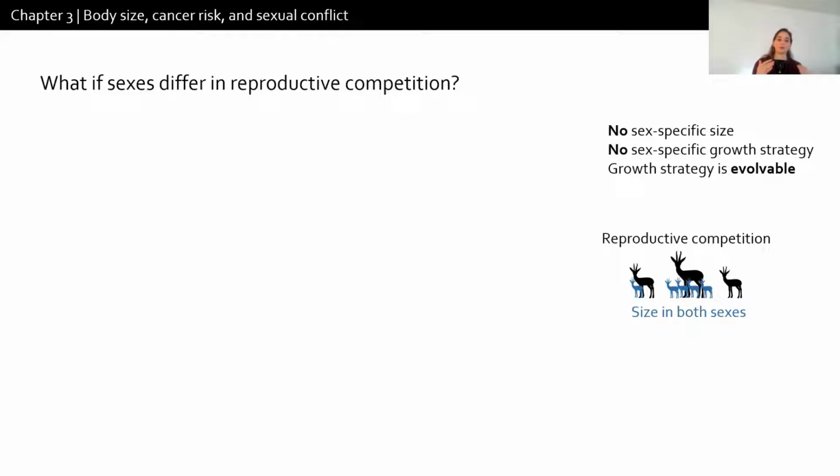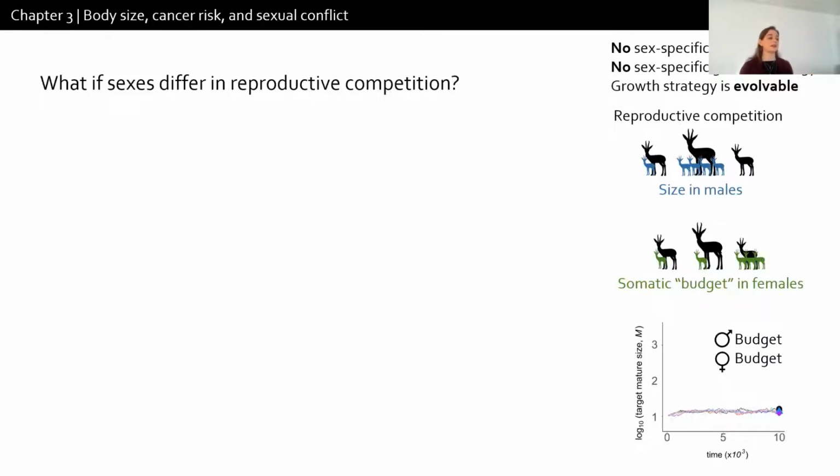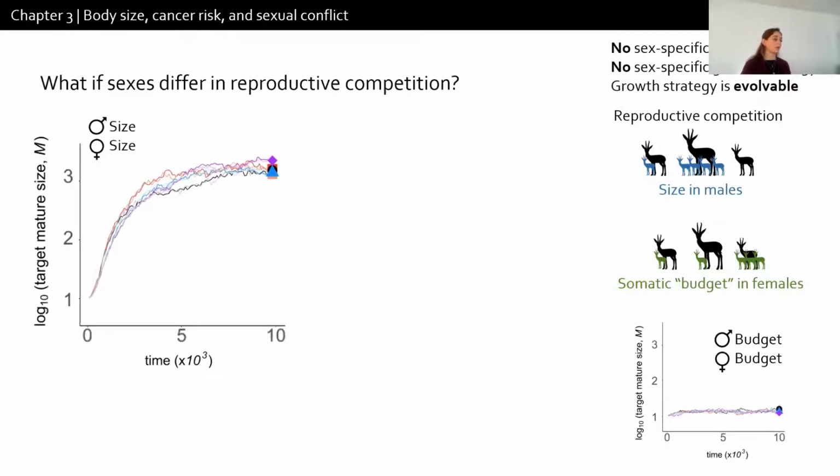So far, we assumed both sexes were selected for a large size. And now I want to look at this case when sexes might differ in their reproductive competition. And for this, I implemented another way this reproductive competition can be happening. And I'm not going to go into details of how this budget was calculated, but what I would like you to know is that this budget selection favors small size. So if there is budget selection in both sexes, then the evolved body size is relatively small compared to the case where there's selection for size in both sexes.